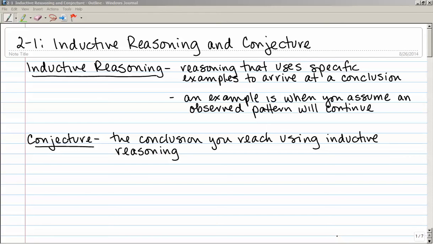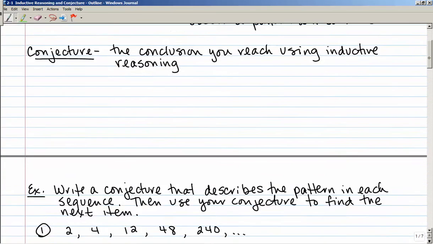Section 2-1 is on inductive reasoning and conjecture. Inductive reasoning is a type of reasoning that uses specific examples to arrive at a conclusion. An example is when you assume an observed pattern will continue. You look around you and you observe what's going on and assume that that pattern will continue. A conjecture is the conclusion that you reach using inductive reasoning.